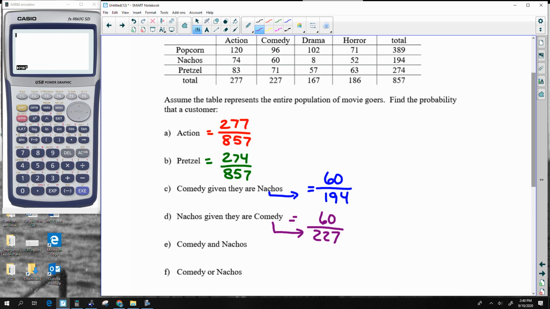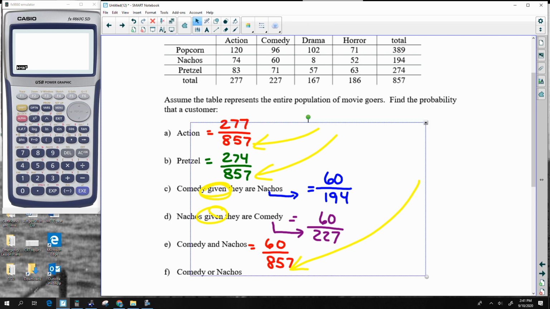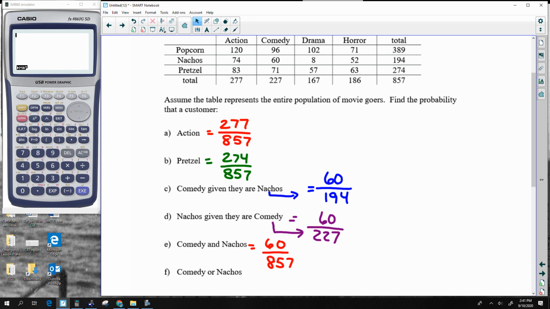Letter E is just straight up the intersection, because it's the word and. So where does comedy intersect with nachos? They intersect at 60. Again, out of the total, which is now back to 857. So again, notice how the totals are always 857 unless you have the word given. The givens will affect that total, and we know how they affect it. So just heads up.